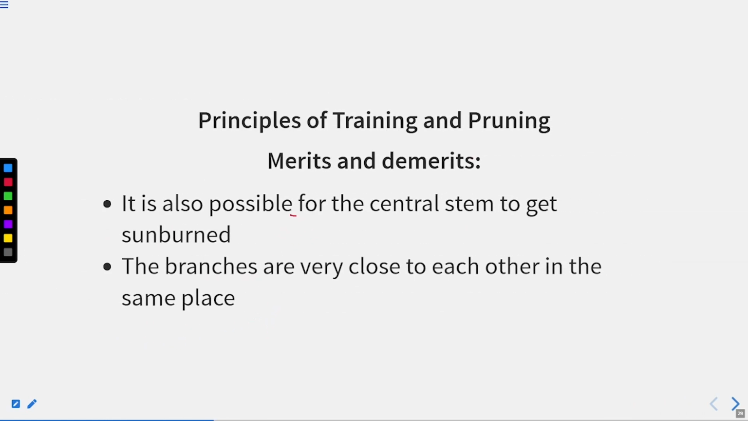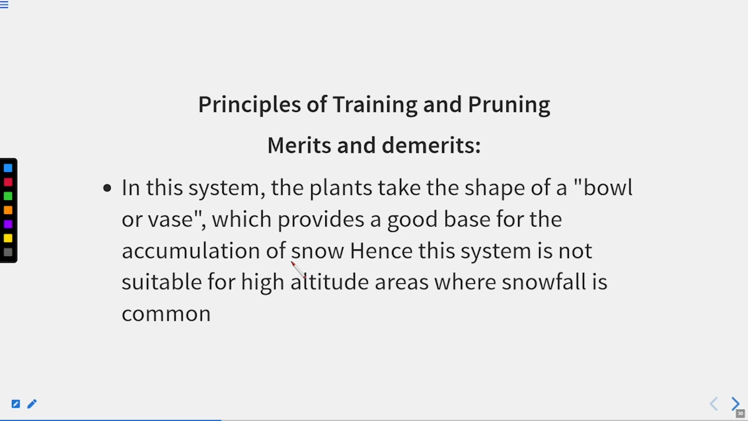It is also possible for the central system to get sunburned. The branches are very close to each other in the same place. So they are quite compact, they are in a ball shape. So the branches are very close to each other, right? So this is one of the demerits of this system.